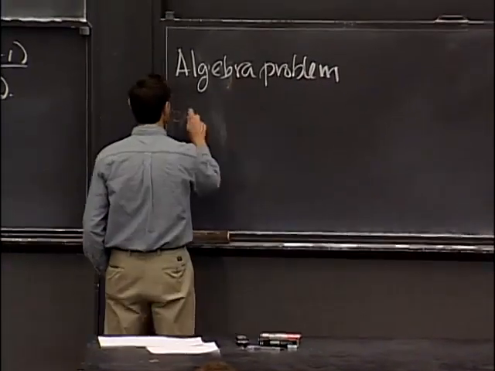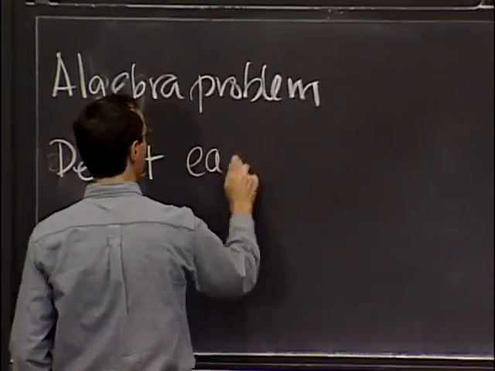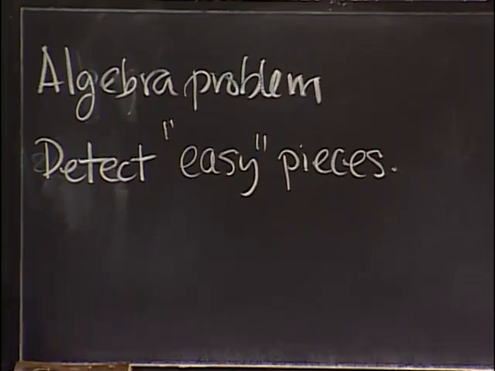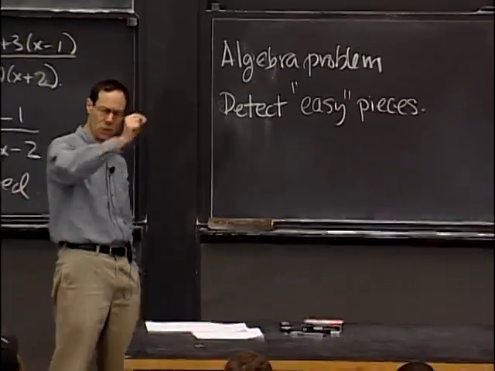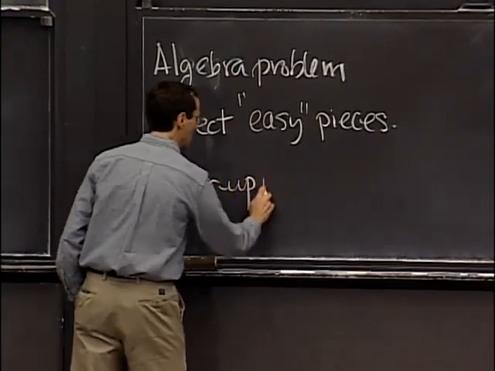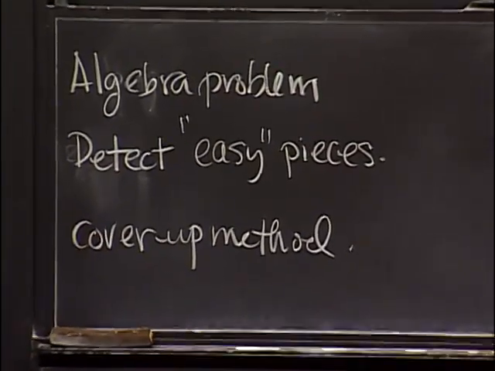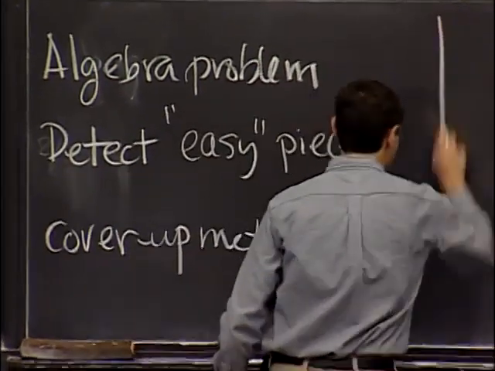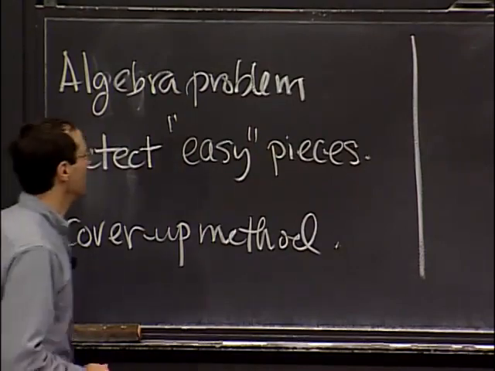Okay. So our algebra problem is to detect the easy pieces which are inside. And the method that we're going to use, the one that we'll emphasize anyway, is one algebraic trick, which is a shortcut, which is called the cover-up method. But we're going to talk about even more general things than that. But anyway, this is where we're headed, is something called the cover-up method. All right. So that's our intro, and I'll just have to remember that 2 is not 3. I'll keep on repeating that.